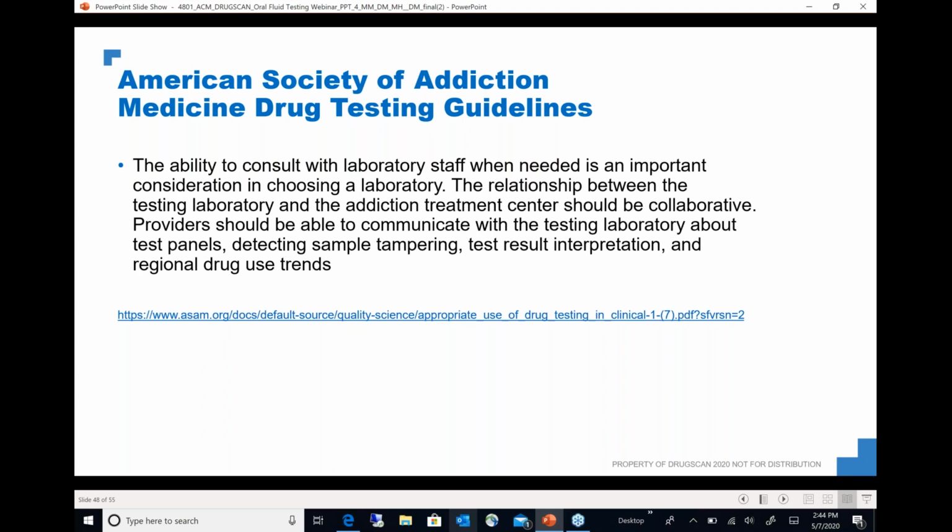I and the other toxicologists, thank you very much for their work, spend a lot of time talking to providers, assisting them in interpreting drug test results. And the fact that ASAM mentions that that's a type of laboratory that providers should partner with, I'm proud to be a member of DRUGSCAN staff.